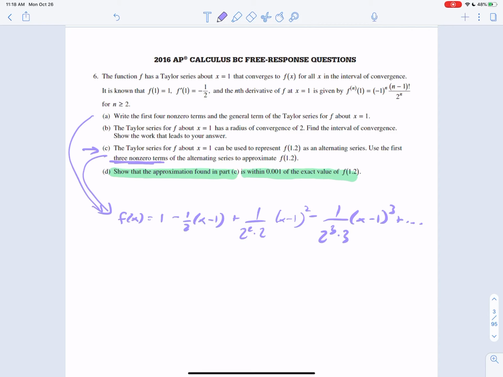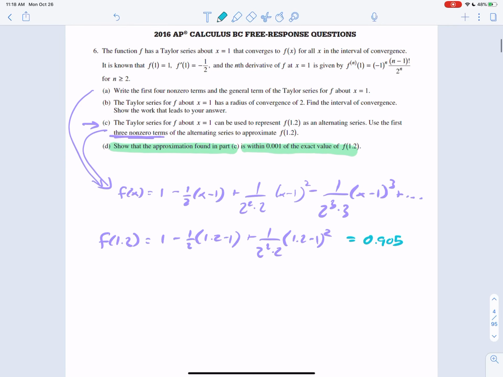All right, so they want us to approximate f of 1.2 using only the first three terms. So here we go. In part C, you should have gotten 1 minus 1/2 (1.2 minus 1) plus 1 over 2 squared times 2 (1.2 minus 1) squared, and those are your first three terms, all right? Now, in part C, I would definitely just leave this as is, okay? But for the sake of just getting a visual answer here, this comes out to 0.905, okay? Show that the approximation, so this is our approximation, is within 0.001 of the exact value.